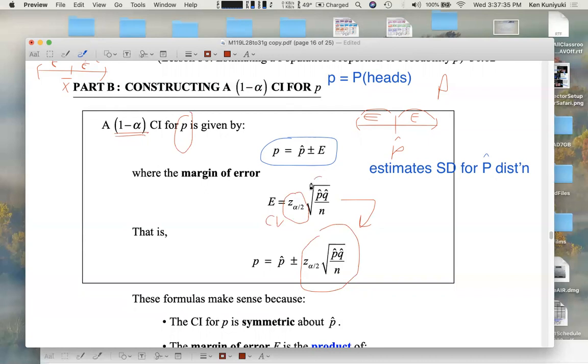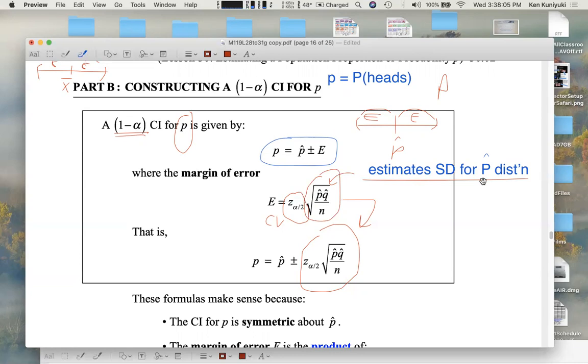But now this part here is not so familiar. Before, in lesson 28, we used the standard error of the mean, right? In lesson 29, we used an estimate for that. Well, here, this also represents a measure of spread. This radical, the square root of p hat q hat over n, estimates the standard deviation for the distribution of p hat, the sample proportion, as a random variable.